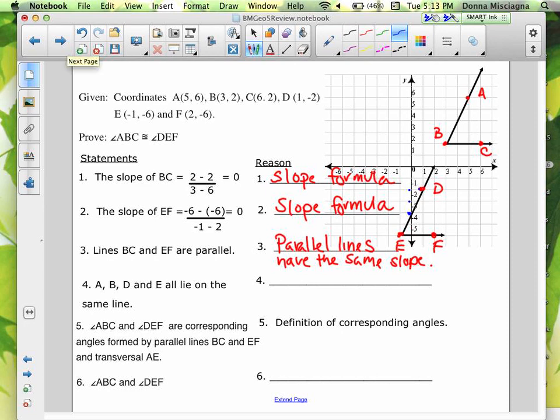We can keep counting that out: up 2 to the right 1, up 2 to the right 1. So the orientation's okay, it's just a little slow. If you notice, we could connect those, and they're all part of the same line. So what line do they lie on? Well, we have to think back to writing equations in slope-intercept form. So let's write the equation of that line, let's call it line EA.